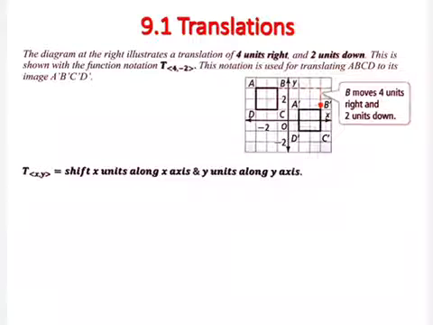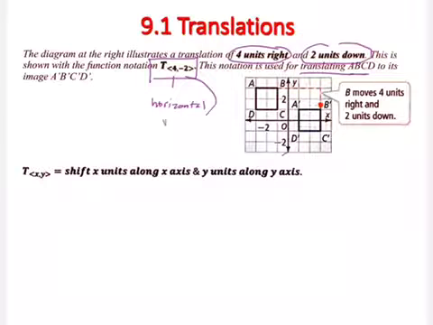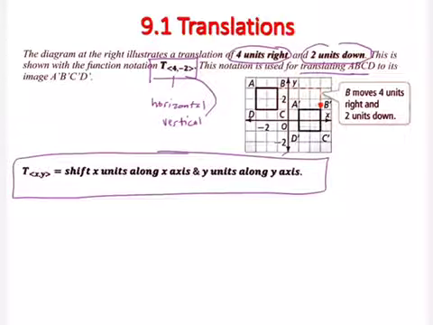So the diagram at the right illustrates a translation of 4 units right and 2 units down. This is shown with the function notation T bracket 4, negative 2. This notation is used for translating the shape ABCD to its image A prime, B prime, C prime, D prime. So this indicates your horizontal movement, where the other one indicates your vertical. So this is important. Keep this in mind because you're not only going to have to apply translation rules, but you also have to write your own.